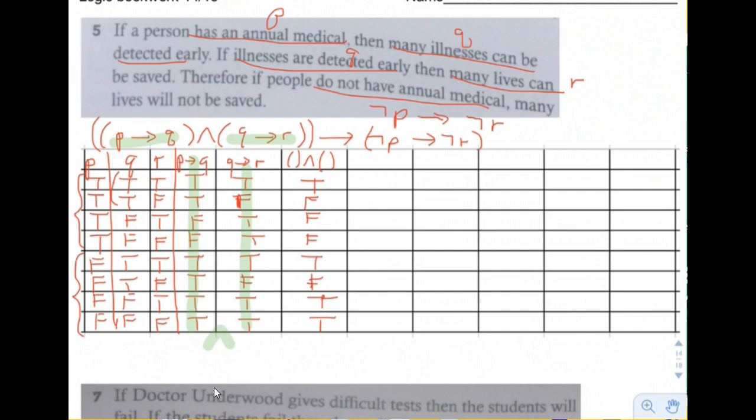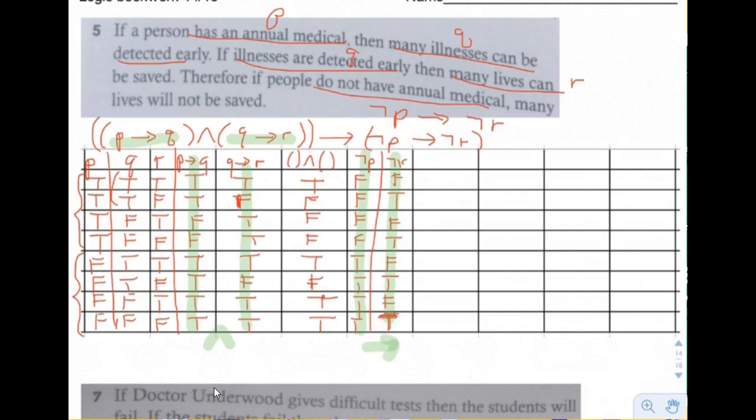And then we're going to build the right side. So we're going to say, okay, not P and not R. So not P is just the inverse of P, so the first four are false and the last four are true. And the not R is the inverse of R, so it's just false, true, false, true, false, true, false, true. Okay, now we're done with that. And then we're going to finish with the right side, which says that not P implies not R.